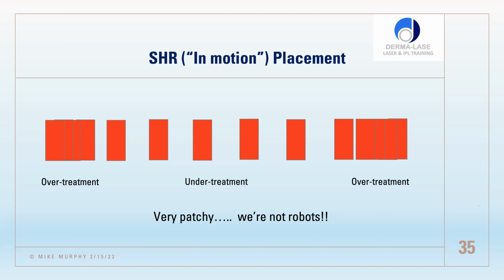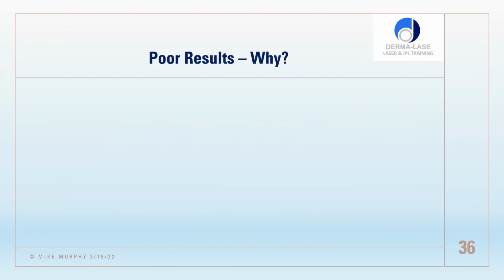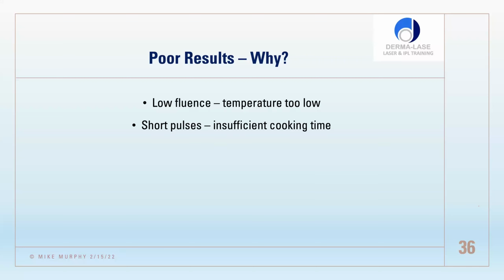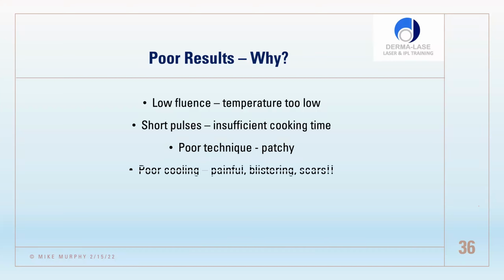It's not a very logical way to do these treatments. It just isn't, unfortunately. So why do people get poor results? Well, quite often it's because of a low fluence, that they've not set the machine up properly, so the temperature's too low. Quite often the pulses are too short, so you're not getting enough cooking time. Sometimes the technique's just poor, so it's patchy, like we saw a minute ago.